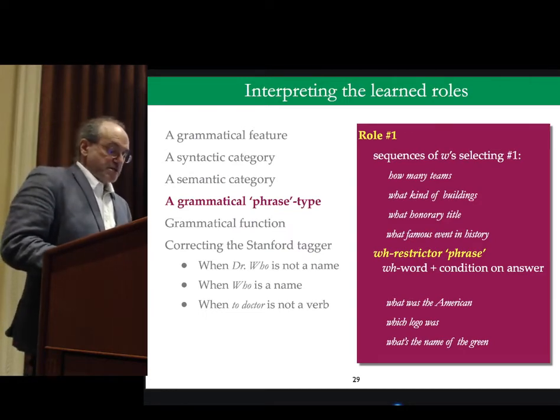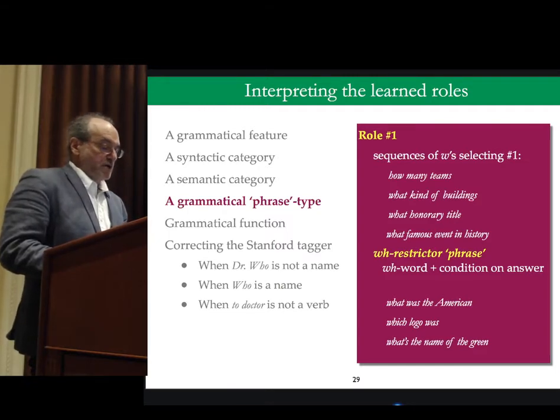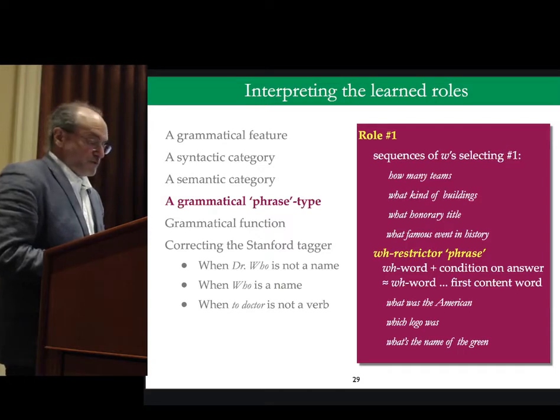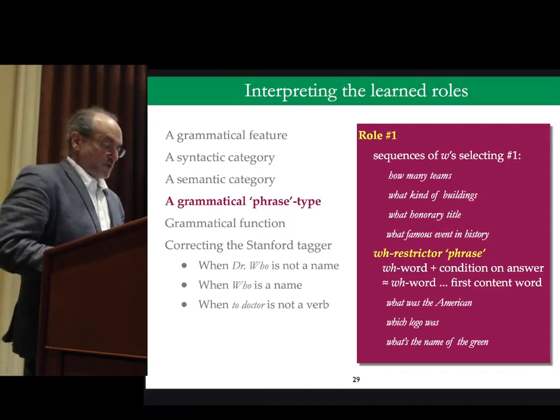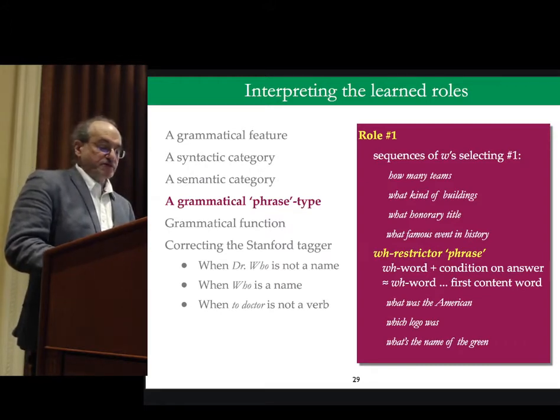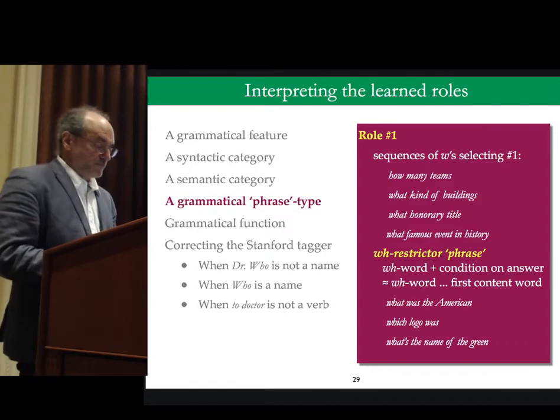Roughly in practice, it seems that the sequences assigned to role 1 are the main WH word plus following words up to approximately the first content word. An intriguing question for future work is whether categories like this discovered by deep learning can suggest valuable new concepts for linguistic theory.